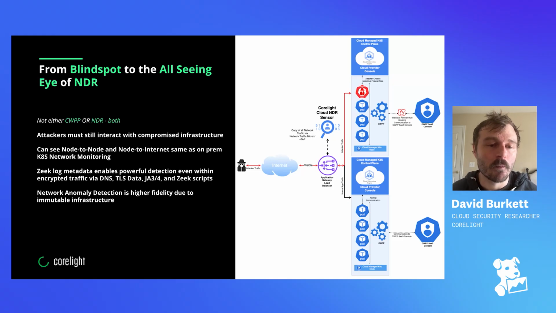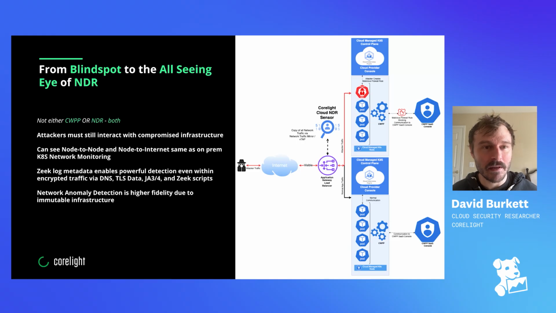But with that, you can still see your node-to-node traffic just like you could on-prem. That's no different. Attackers still have to interact with their compromised infrastructure, again, no different than on-prem. So there's going to be that network communication. If you have network detection and response tools, one of the first things I run into whenever I talk about doing network detection in the cloud is that everything's encrypted these days. And they're right. Everything is encrypted these days for good reason.